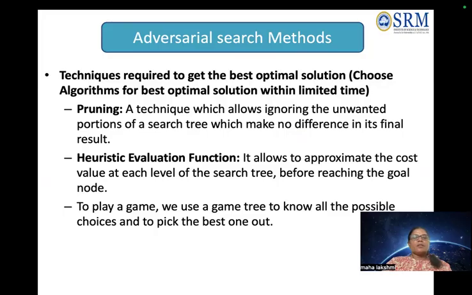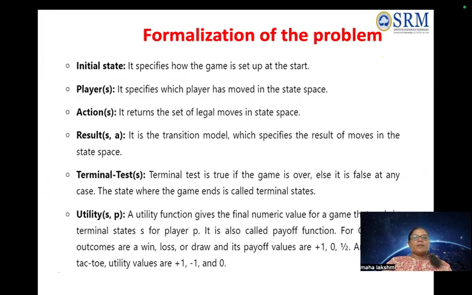What do you mean by pruning? It is a technique which allows ignoring the unwanted portions of a search tree which make no difference in its final result. Whereas a heuristic evaluation function allows us to approximate the cost value at each level of the search tree before reaching the goal node. To play a game, we use a game tree to know all possible choices and to pick the best one out. And for formalization of the problem, we will have several parameters: initial state, players, actions, result, terminal test, and utility. What is the initial state?